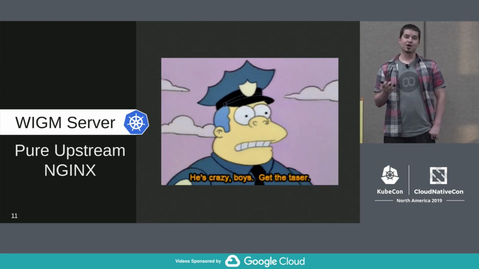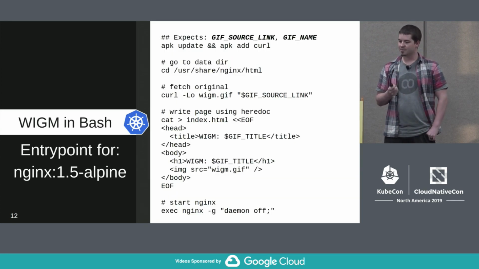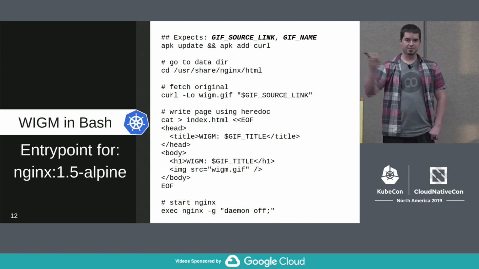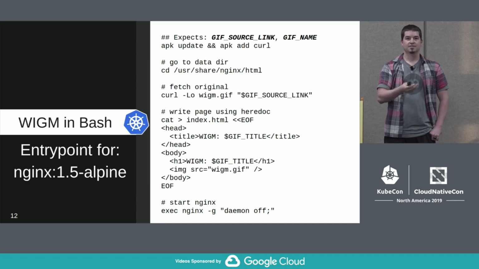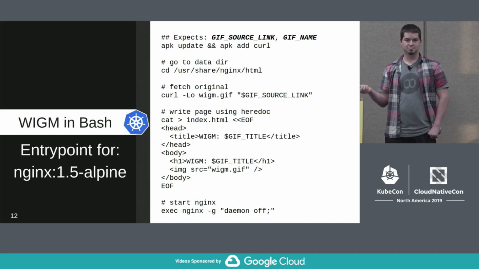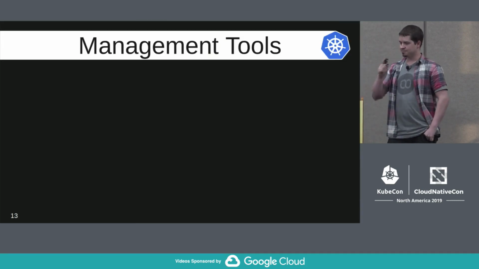So we're going to do this with pure upstream Nginx, because you can. This is the software. This is the whole thing. It is bash on top of Nginx. We get curl. We download our upstream GIF. We make a web page with this really cool bashism called a here doc. That's way better than like 1,000 echoes. And then we serve it. This is the simplest software I could come up with that's better than a hello world. That's it.